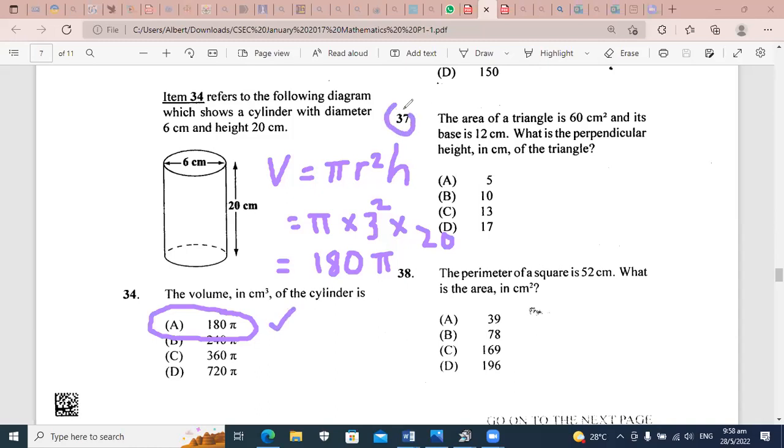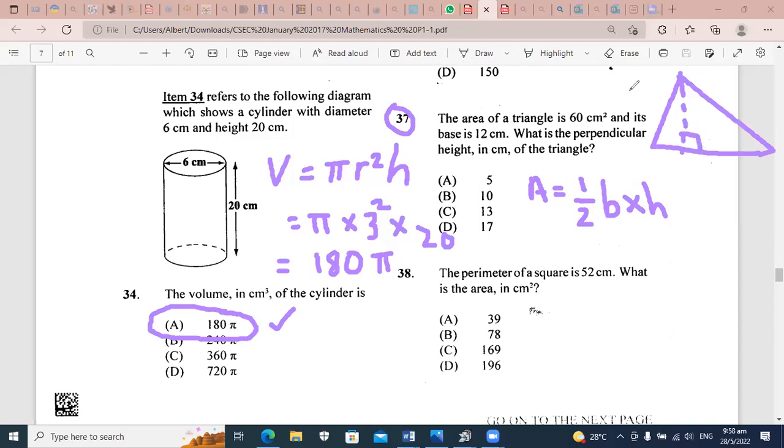All right, let's look at 37. So the area of a triangle is half base times the perpendicular height. So it's like you have a triangle, and that's the perpendicular height, H. And then this would have been your base, B. All right, see if you can compute that.